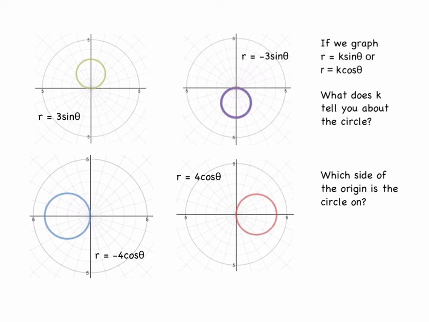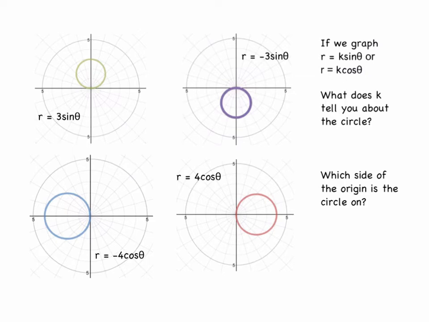Down here, I have a slightly bigger circle. This one goes out 1, 2, 3, 4 units, or you can look at the 5 right there and see it's 1 away. And this time the equation is negative 4 cosine theta. The one on the right is 4 cosine theta, and again it moves out to the right.